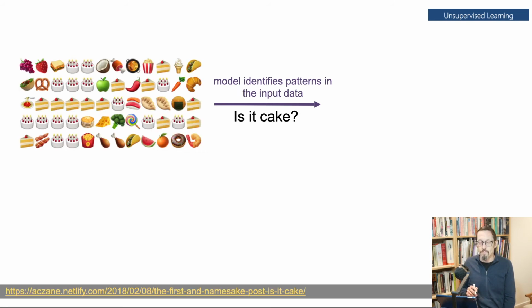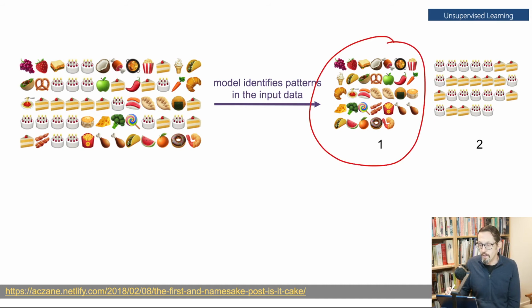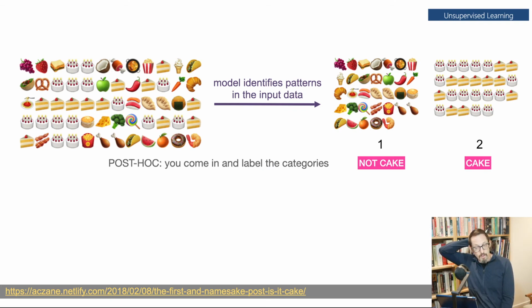So let's say we got a bunch of data, a bunch of emojis coming in, and we throw it into a model, and we would like to know, is it cake? Well, hopefully it spits out an answer like this, where it clusters all the things together that are not cake and everything together that is cake. That would be an ideal algorithm for that. Well, the thing is that we never told it to go looking for cake, right? We didn't tell it cake or not cake. We just put the data of the emojis in, and out came these 2 clusters.